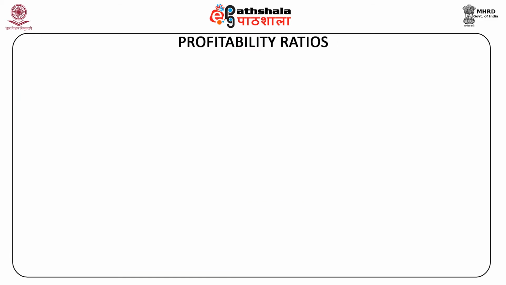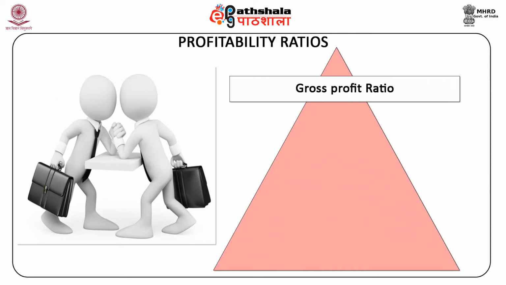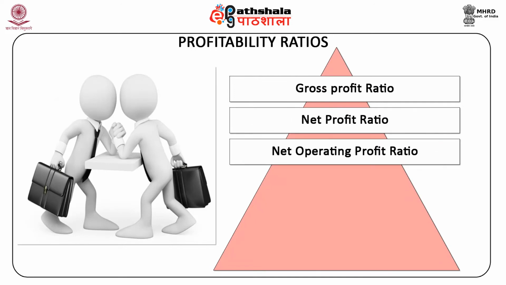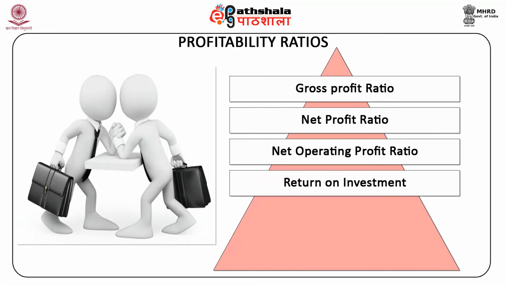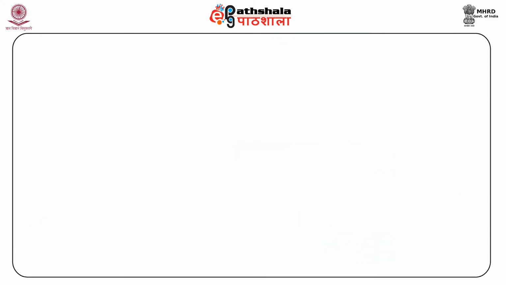Profitability ratios. Profitability ratios tell us about the profitability of the firm and also the profitability from the perspective of shareholders. They give the information regarding margins as well as about the returns generated. The following are some of the important profitability ratios: gross profit ratio, net profit ratio, net operating profit ratio, return on investment, return on equity, earnings per share or EPS. Gross profit ratio.